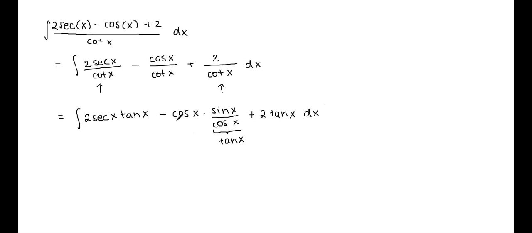Here you see the advantage of writing this in terms of sine and cosine: I can now cancel cosine of x at the top and at the bottom. Now I can evaluate the integral of each term separately. I'll have 2 times the antiderivative of secant times tangent, which is just secant, remember, classics. The antiderivative of minus sine is plus cosine, so I'll have plus cosine of x. And the antiderivative of tangent of x is minus ln of cosine, so this becomes minus 2 times ln of the absolute value of cosine of x, plus c.